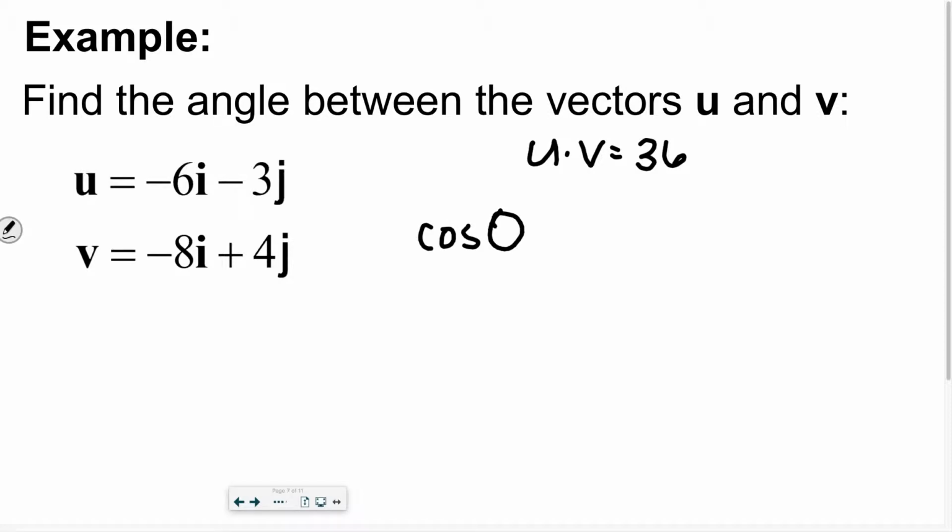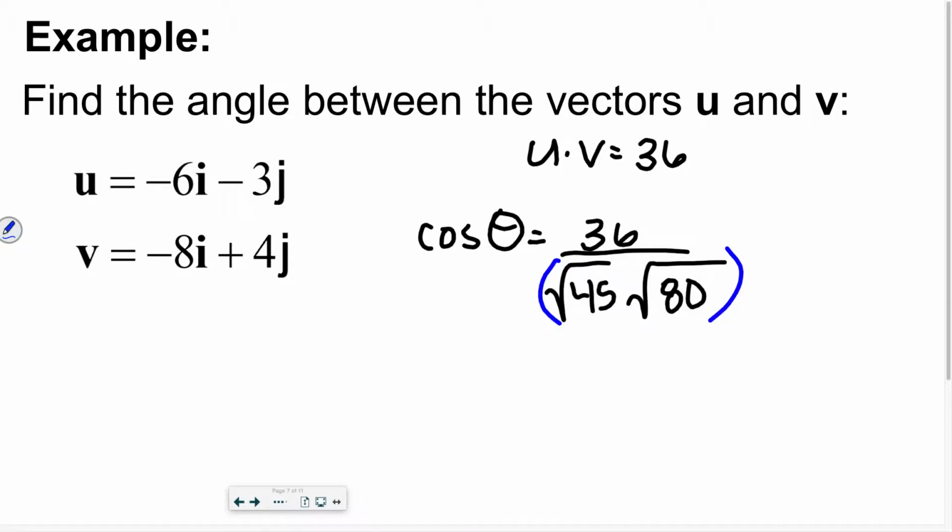Find the angle between those two vectors. Well, we're going to set it up. Cosine theta equals the dot product divided by, and now we need the product of the magnitudes. Well, magnitude should be a pretty easy calculation for you at this point, right? Just square both components. 36 plus 9 is 45. And 64 plus 16 is 80. Now, if you're going to type it into the calculator like this, you need a big set of parentheses around your denominator.